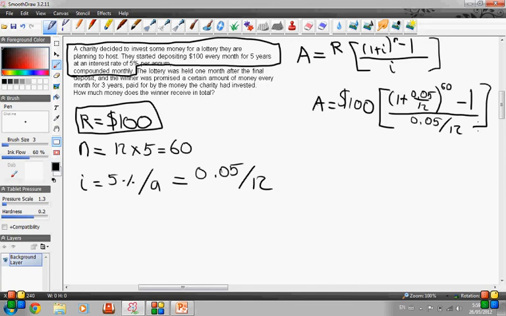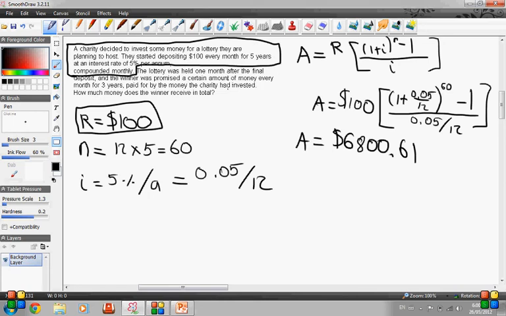So I'm just going to simplify this on my calculator here. You guys can follow along with me. So we have 0.05 divided by 12 plus 1, to the power of 60, minus 1, whole thing divided by 0.05 over 12, equals 68, multiplied by 100 would be $6,800.61. So that is the amount of money the charity has at the end of 5 years. Now let's look at the second part of the question.